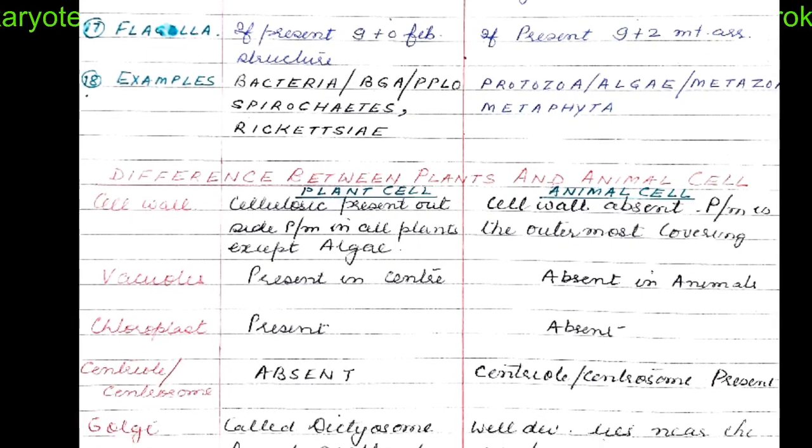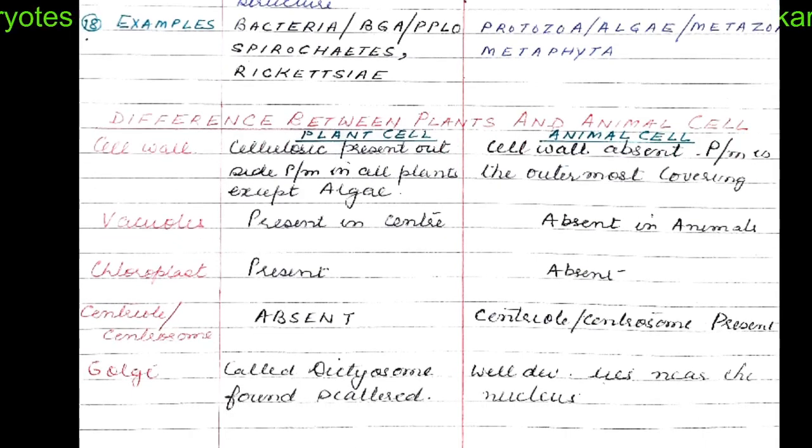Now let us have some sense of the difference between a plant and an animal cell. The cell wall is cellulosic in the plant cell, present outside the plasma membrane in all plants except algae. The cell wall is absent in the animal cell. Plasma membrane is the outermost covering, so there is no cell wall in animals. Vacuoles are present throughout the plant kingdom but absent in animals. The membrane of the vacuole is called tonoplast.